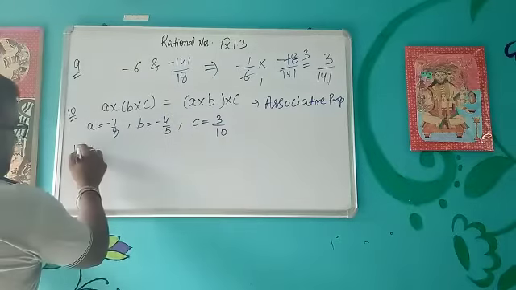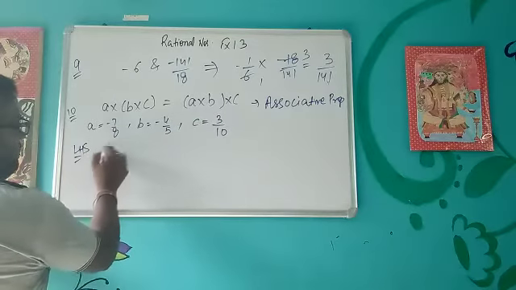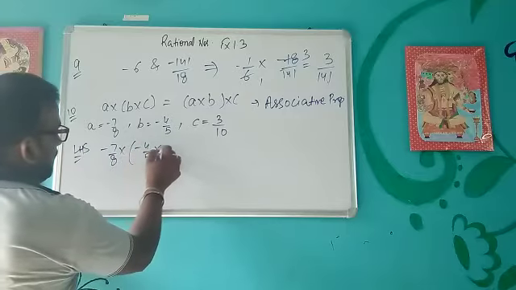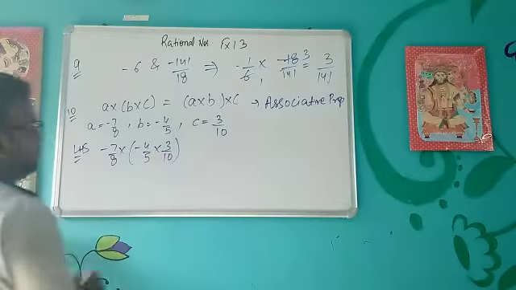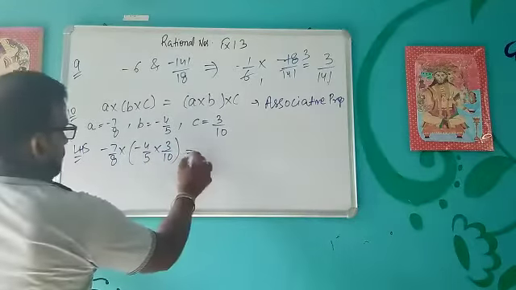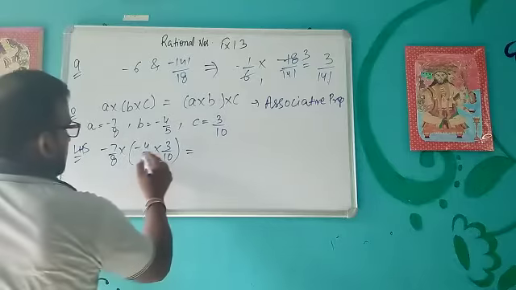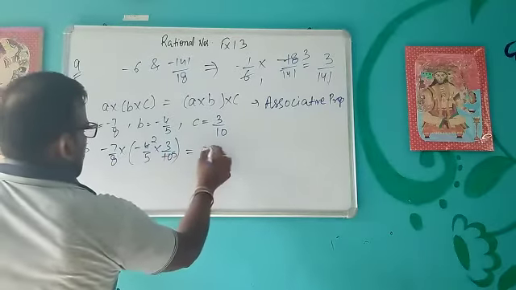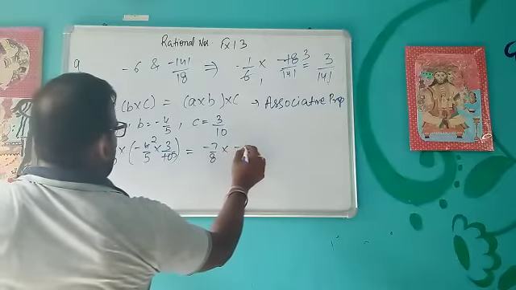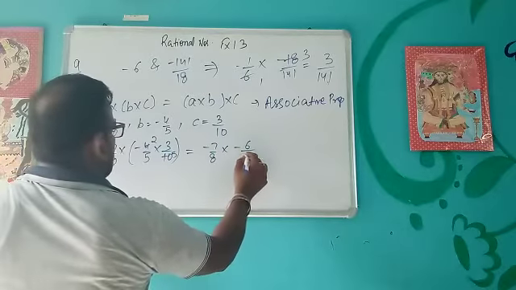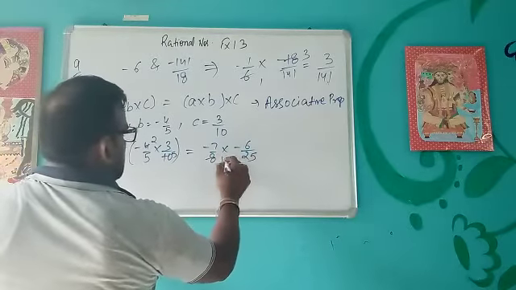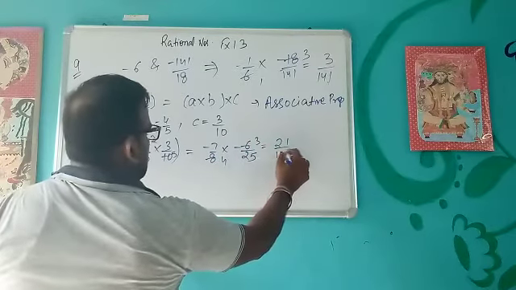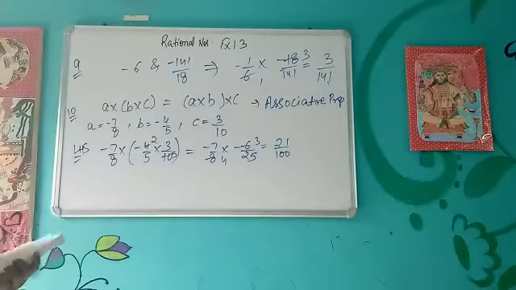So first I will take the LHS, minus 7 upon 8 into minus 4 upon 5 into 3 upon 10. So when I solve it, what will I get? I will get 2 into 2, 2 into 5, minus 7 upon 8 into minus 6 upon 25. So 2 into 4, 2 into 3, your answer is 21 upon 100. So this is our LHS.